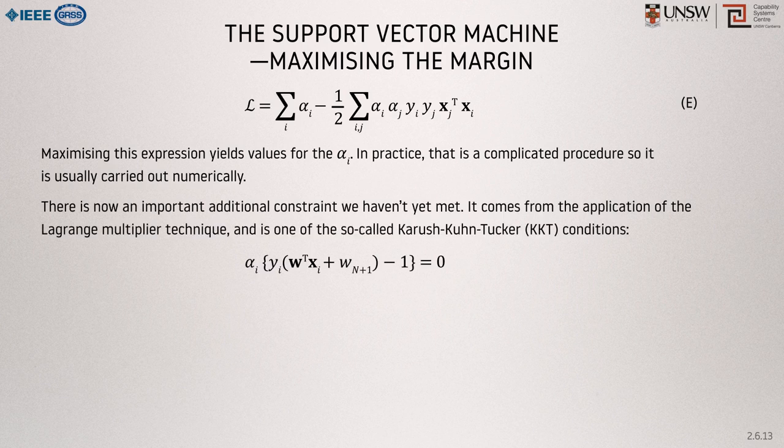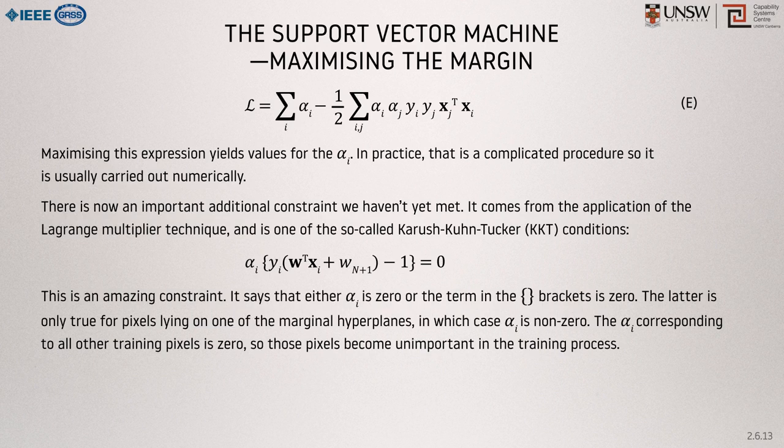However, there is another constraint we can use to help us simplify the situation. It is one of what are called the Karush-Kuhn-Tucker or KKT conditions, and it says that alpha subscript i times [y i (w transpose x i plus w n+1) minus 1] is equal to 0, which when you think about it is quite extraordinary, since it tells us that either alpha subscript i equals 0 or y subscript i (w transpose x i plus w n+1) is equal to 1.